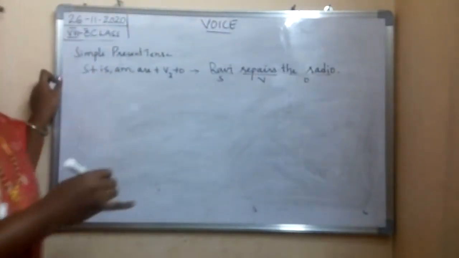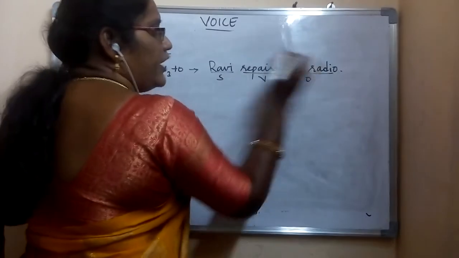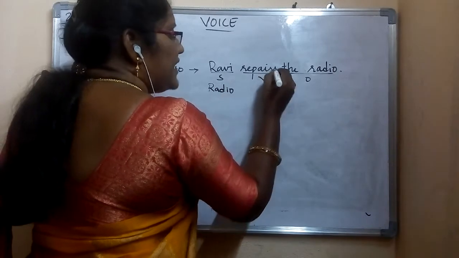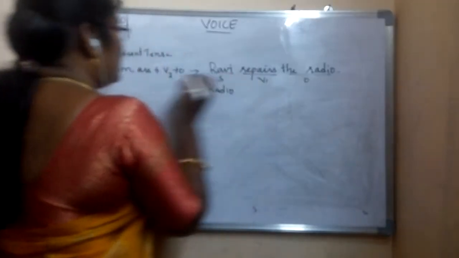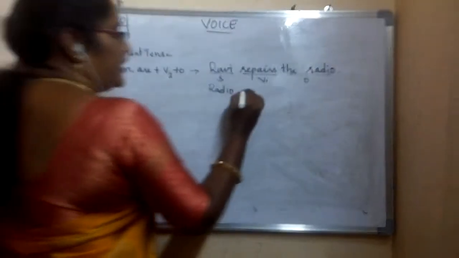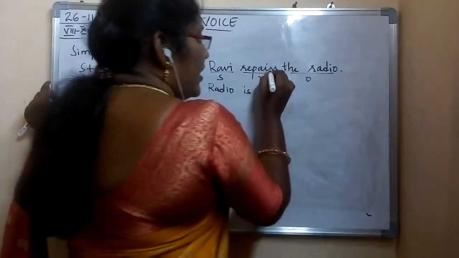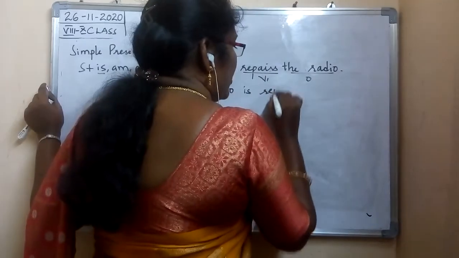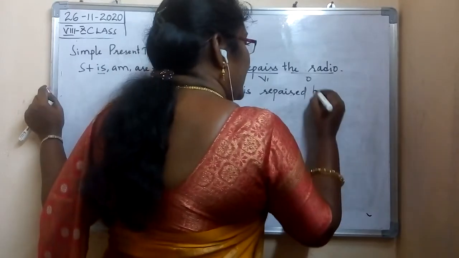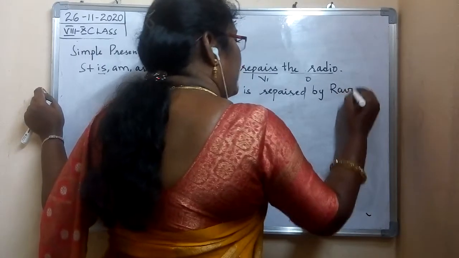Now change this sentence into passive form. How? Now you see, radio is what? Object. Repairs is what? V1 now. So when it is V1, as it is radio, a single object, what you have to take? You have to take is. So radio is, then repairs changes to what? V3 form is what? Repaired. Radio is repaired. By preposition you have to use. Then whom? By Ravi.